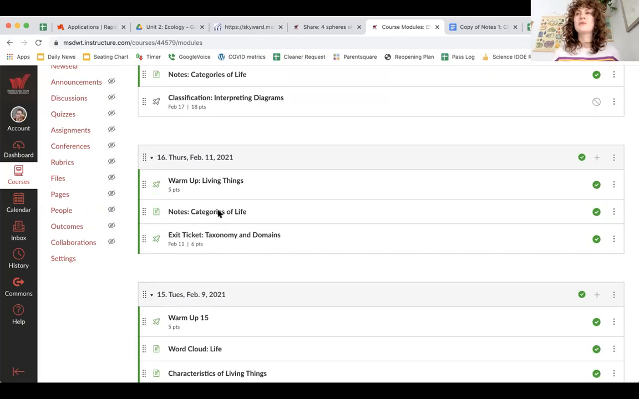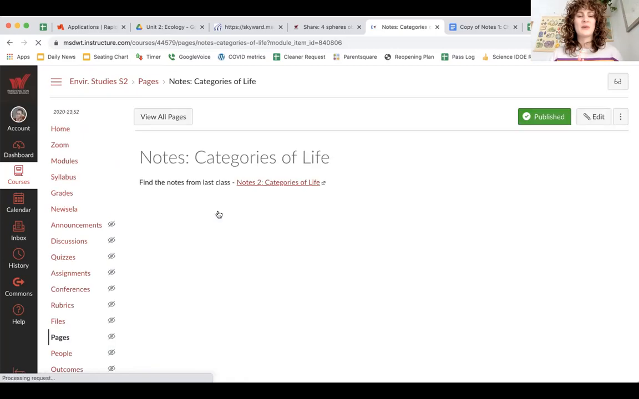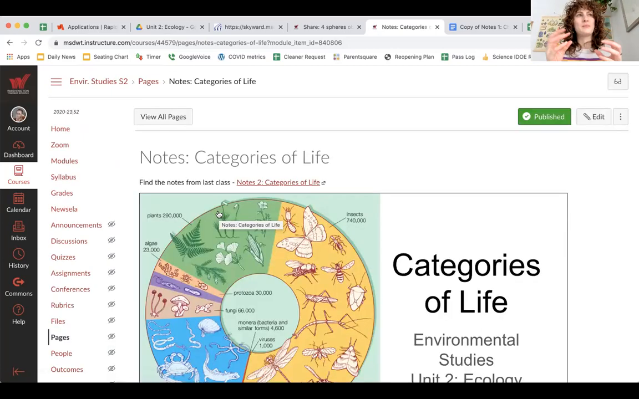So we look around and we see all sorts of living things, and sometimes we know that they're there, like bacteria, but we can't even see them. So there are an enormous number of different living things. How do we make sense of them all? So that's what these notes are all about. We put them into categories. We group them based on how similar they are.